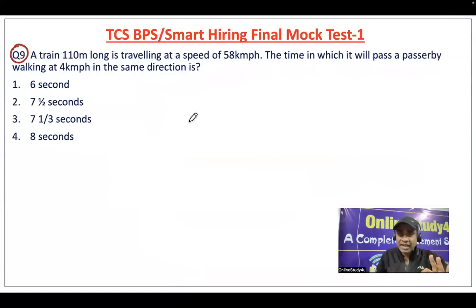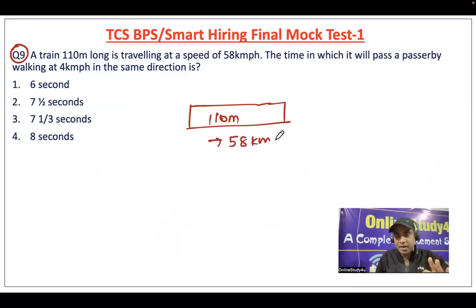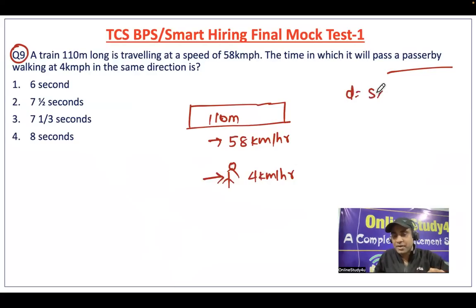Now, a train 110 meters long. So the train length is 110 meters, traveling at a speed of 58 kilometers per hour. The time in which it will pass a passerby walking at 4 kilometers per hour in the same direction. So both are moving in the same direction. So distance will be equal to speed into time. Distance is the train length.